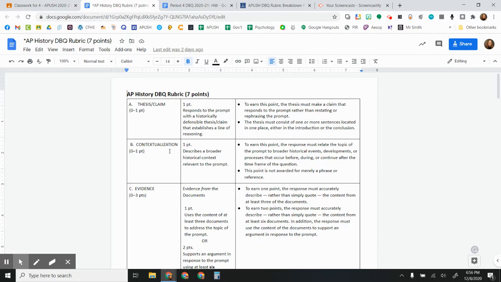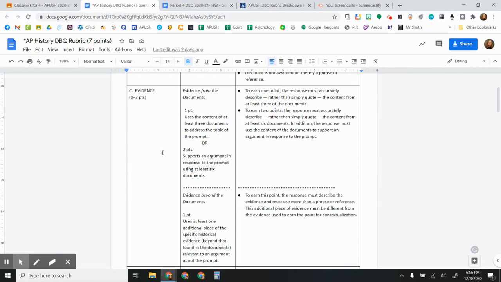The next point is contextualization. And again, just like in the LEQ, you need to set the stage. This is what introduces the topic so that when you are explaining your argument, it has some context. I'm going to be showing you some examples of good contextualization and poor contextualization, so you can see that difference. There are 3 evidence points in the DBQ.